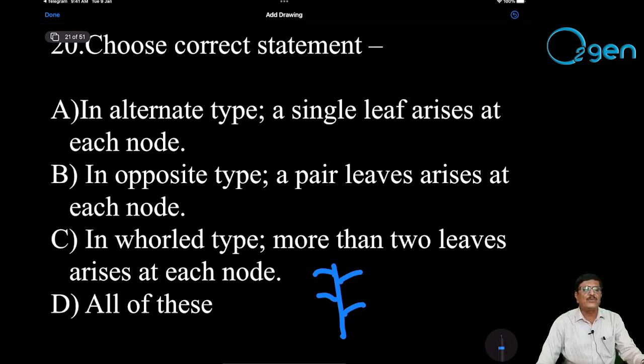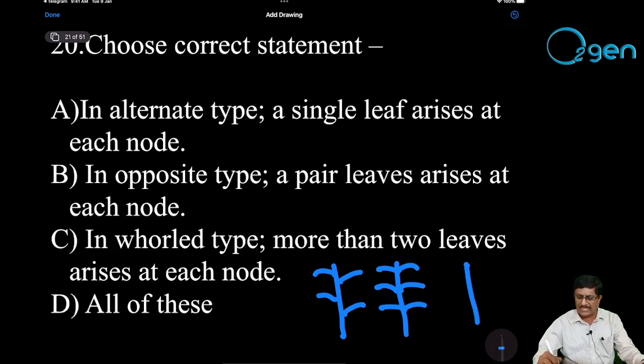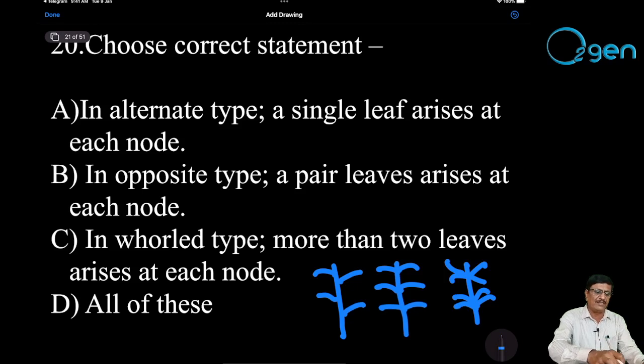Option B, in opposite type, a pair of leaves arise at each nodal region. Yes, it is also correct. Like this one, so this is opposite. And option C, in whorled type, more than two leaves arise at each nodal region. Yes, like this one, 3-4 leaves will be developed from the same point. That is called whorled. Here A, B, C are all correct statements. Hence, option D, all these are correct.